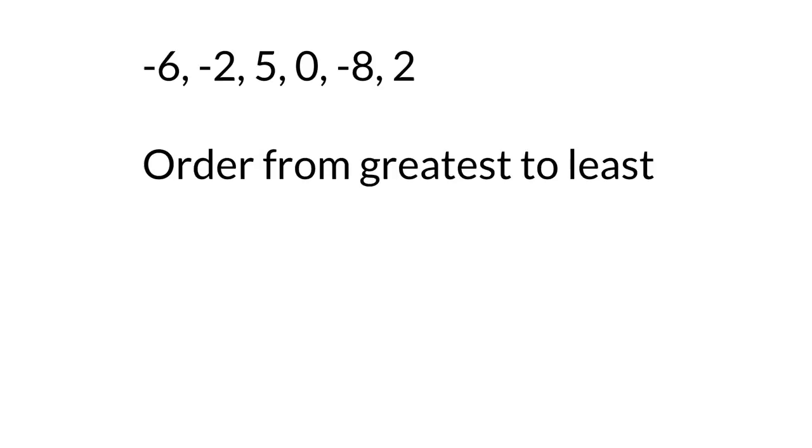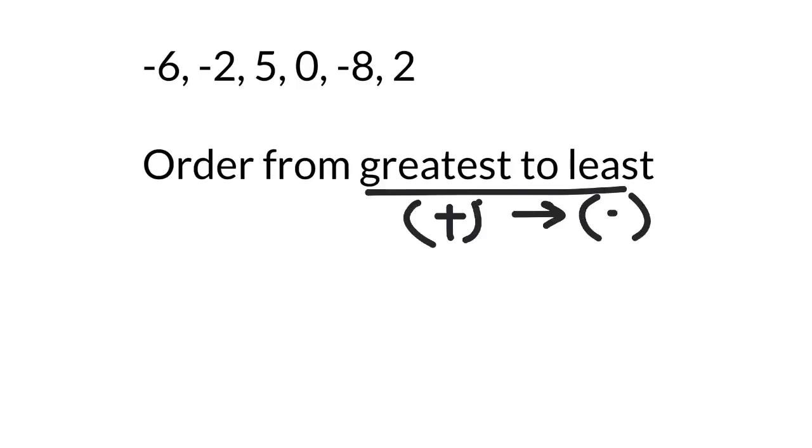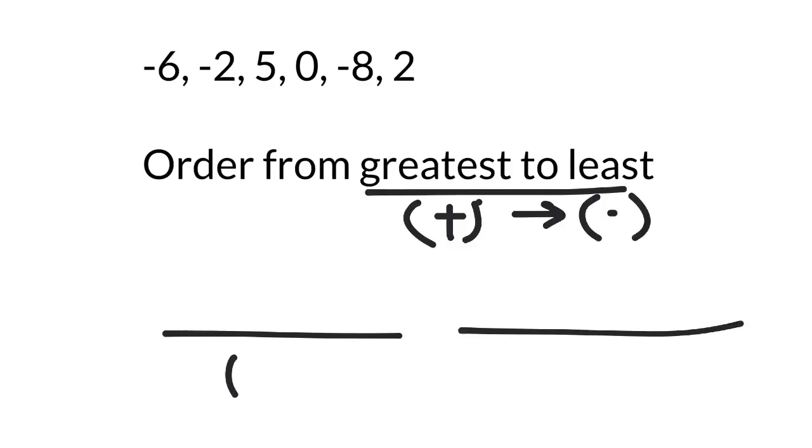Now, what if something like this? We have another set of numbers, but this time they want it from greatest to least. So this time I want to go from my positives to my negatives. So I'm going to do the same thing. I'm going to set up my worlds here, but this time I'm starting with a positive world and going to a negative world, because I want to go from the greatest to the least.